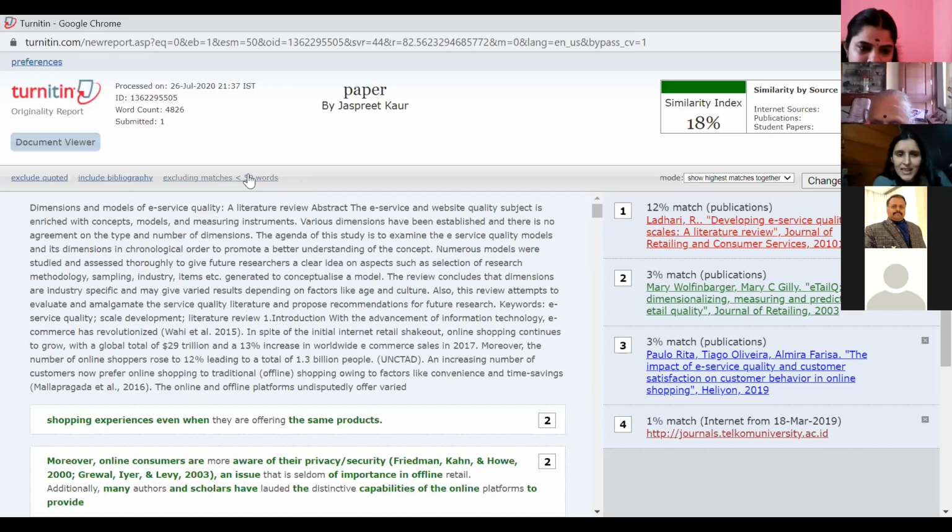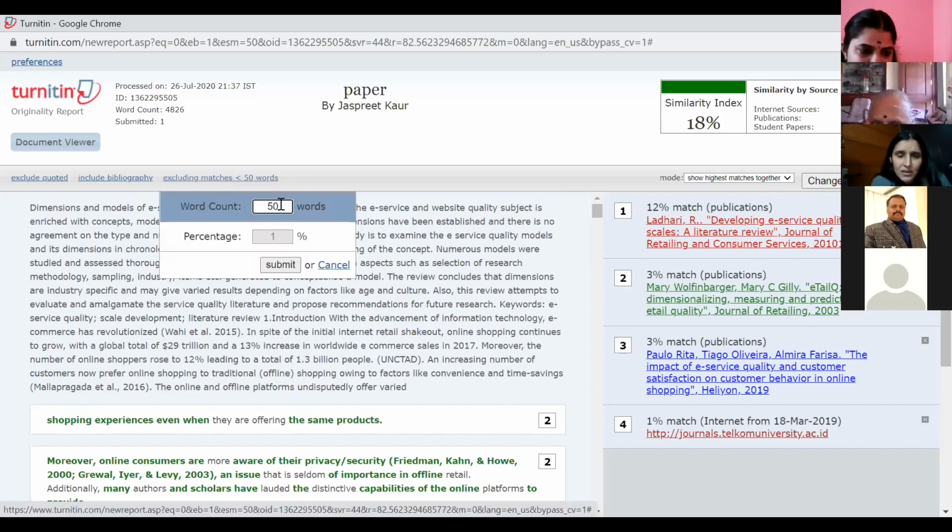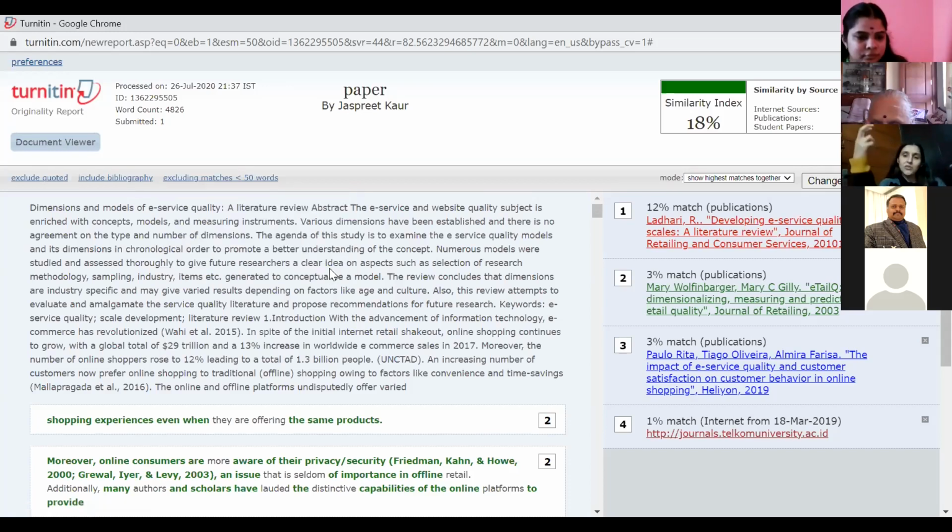I didn't get your point. Can you repeat it? Yes, ma'am. It says excluding matches less than 50 words, when you increased the limit. Okay, I'll increase it. Yes, let me increase it. So basically, if lesser than 100, you increase. I was thinking you have to exclude those copied parts which are together. Yes. And that is the reason the percentage is also changing. When you're doing 50 and 100 words, the percentage is changing from 1 to 2. Right? So this is about plagiarism.